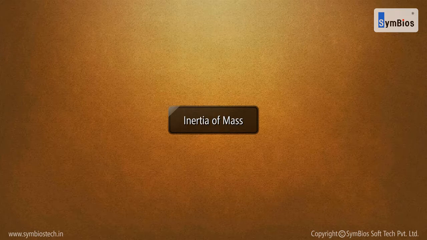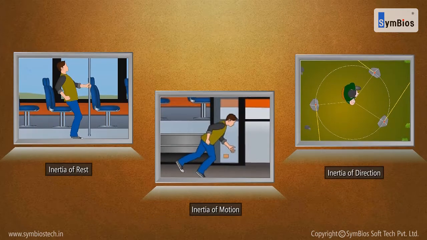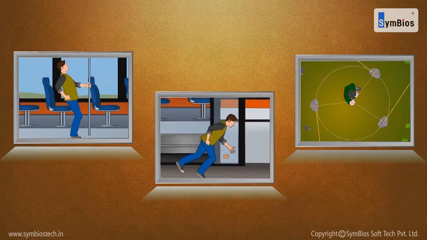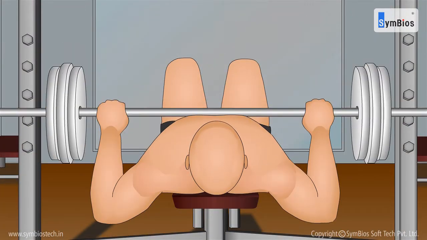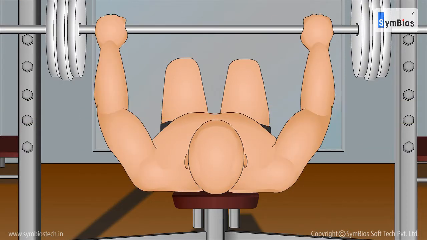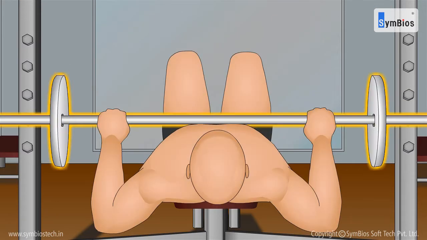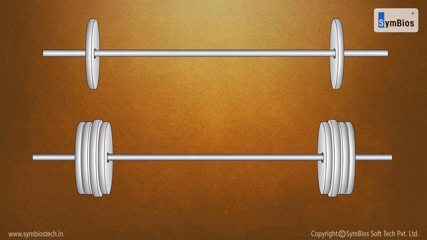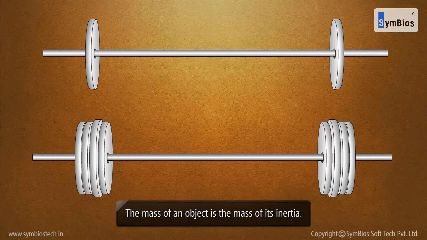Inertia of mass. All the above examples illustrate that there is a resistance offered by an object to change its state of motion or rest. This property is termed as inertia of the body. As we know, any large or heavy object shows a greater resistance than a small or lighter object. Quantitatively, the inertia of the body is measured by its mass. The mass of an object is the measure of its inertia.